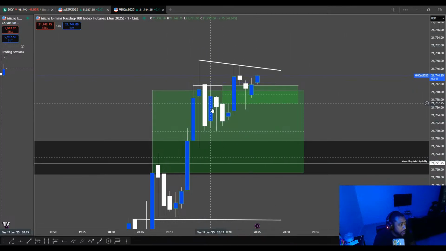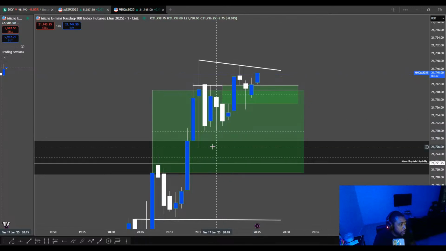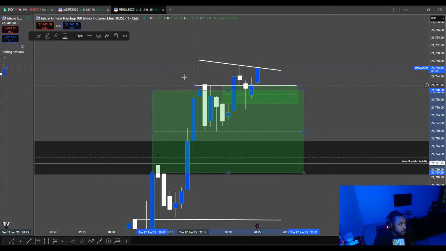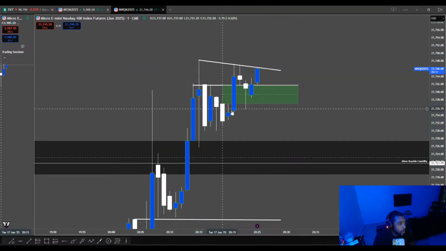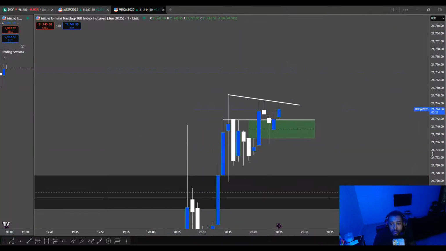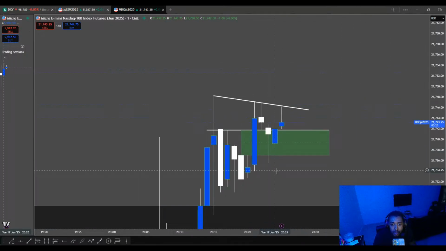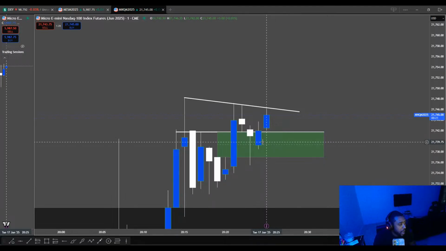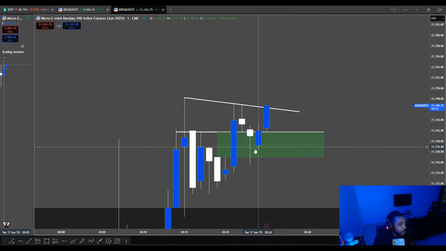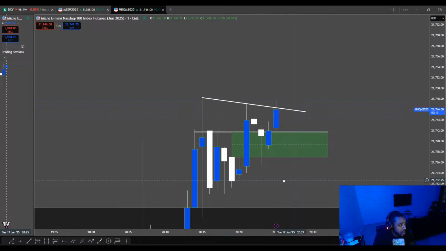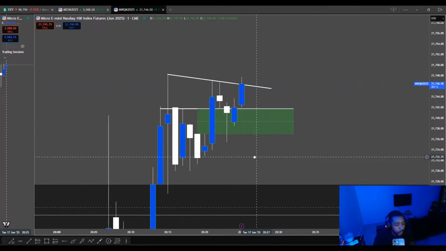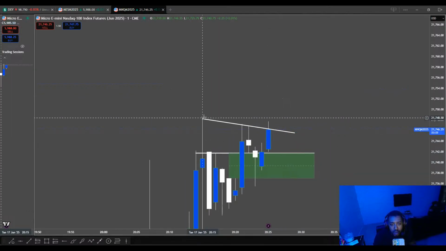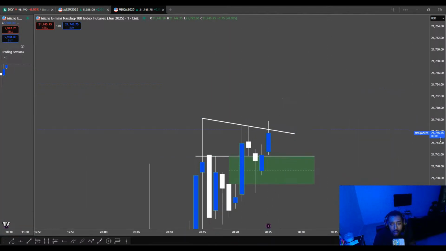Right? The bodies, remember, the bodies tell the story, the wicks do the damage. Same thing with this one. Look at this one. Look at the bodies. The bodies stop right at equilibrium. The wicks are what do the damage and stop you out. Speed, you want to see speed past these highs. I want to see expansion.